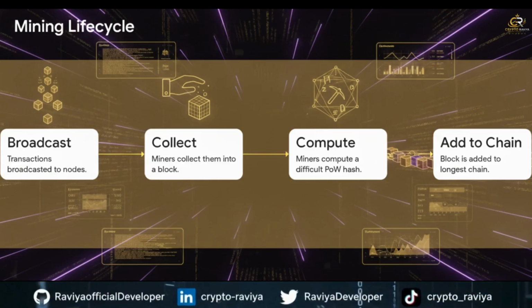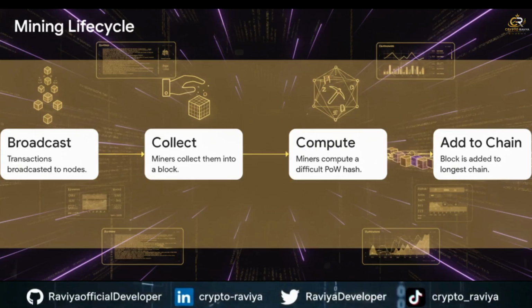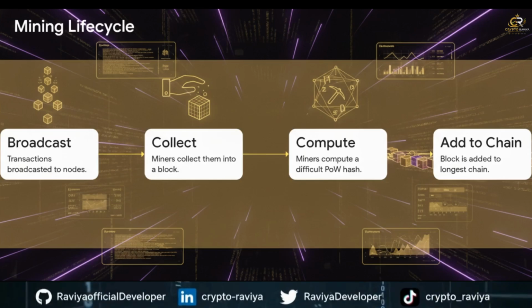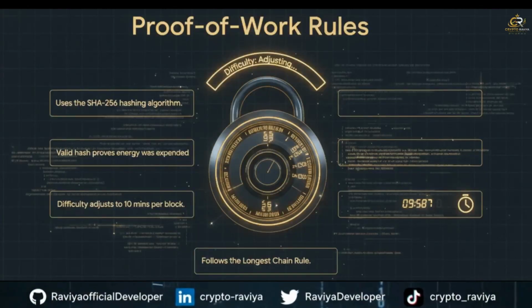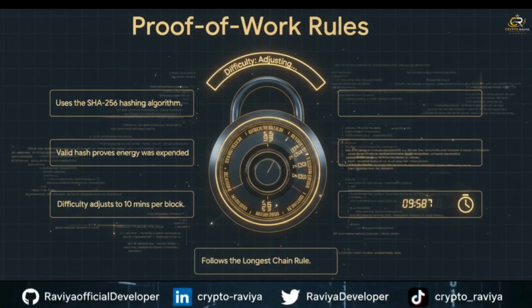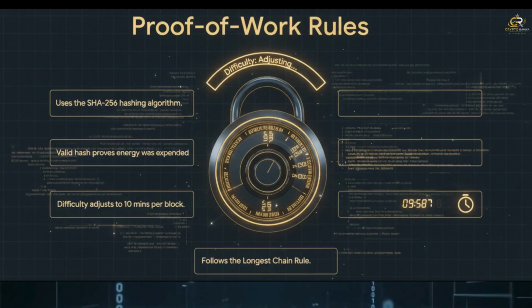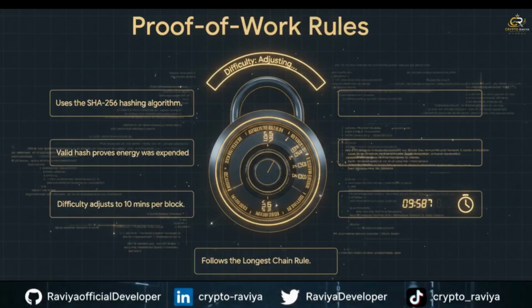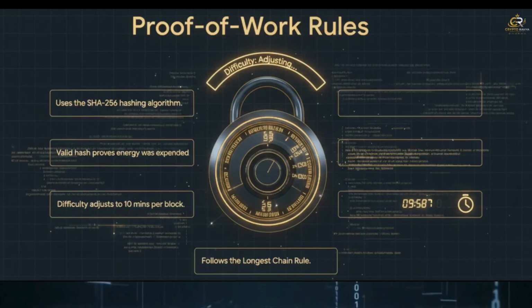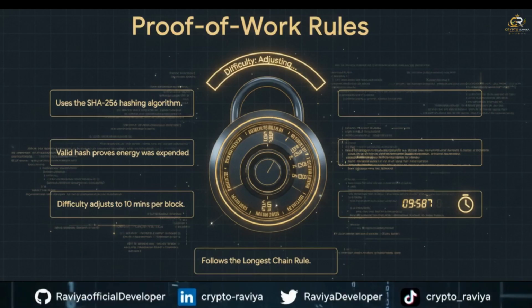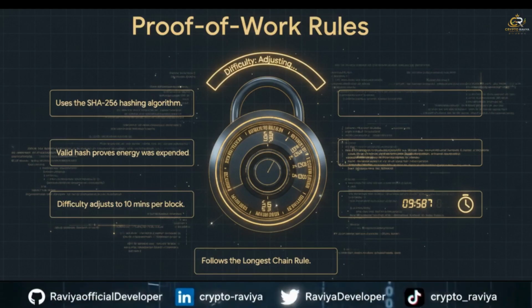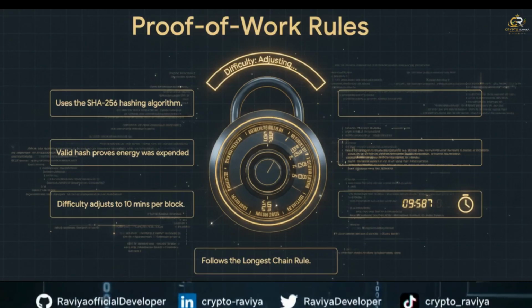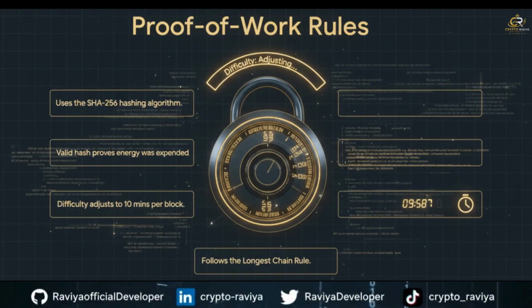This process ensures that if an attacker wanted to alter a past transaction, they'd have to outpace the entire honest network and redo an absolutely impossible amount of computational work. Now, the actual mechanism behind that math problem uses what's called the SHA-256 hashing algorithm. Miners are essentially playing this massive, high-speed game of guess and check. They're brute forcing a random number called a nonce, just trying to find a hash that meets a specific target. And finding that valid hash proves that a massive amount of real-world energy was spent.